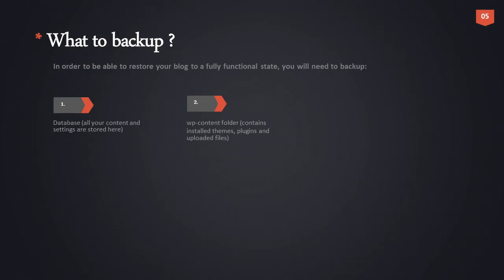WP-content folder. This folder contains all themes, plugins, and the user uploaded files. It is important to back up all this because if your site gets hacked, the hacker might have injected code into any of these files. This folder can get very large if you have a lot of content on your site, for example a lot of videos, images, sounds, etc.